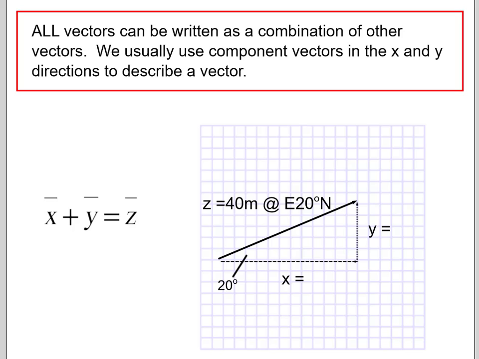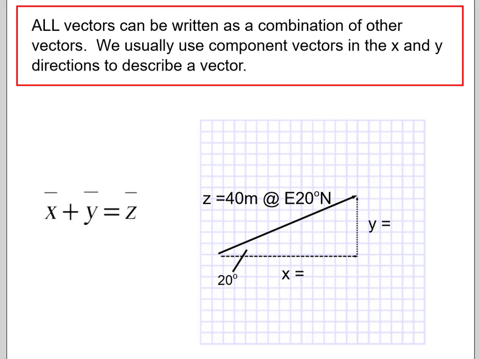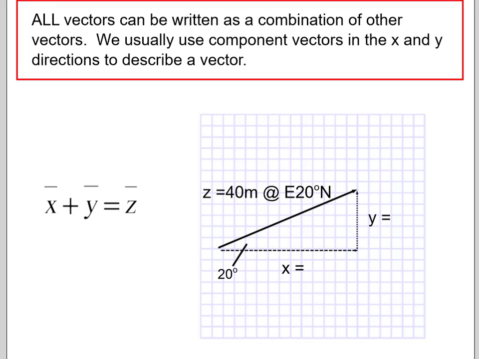We usually use component vectors in the x and y directions to describe a vector. We do this because we're familiar with it. We like ups and downs, lefts and rights. It's generally easy for our brain to tolerate. So if I have this vector right here, z, it's 40 meters at east, 20 degrees north. So let's do a quick check. East, this is east right here, turn 20 degrees to the north. So this angle in here is 20 degrees.